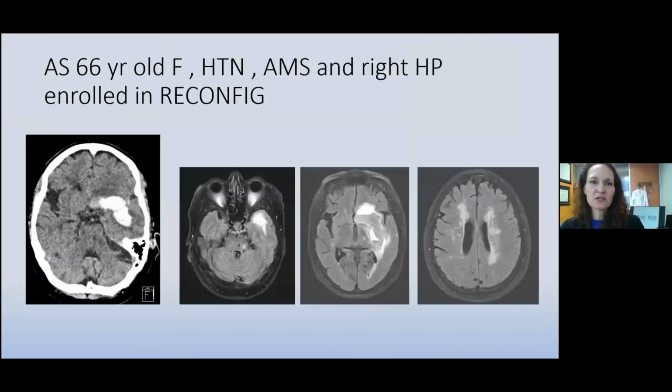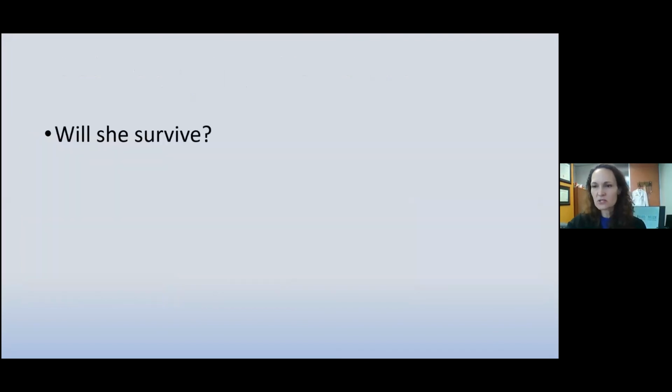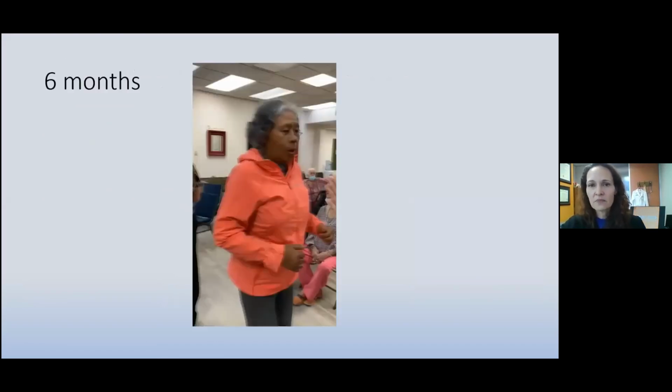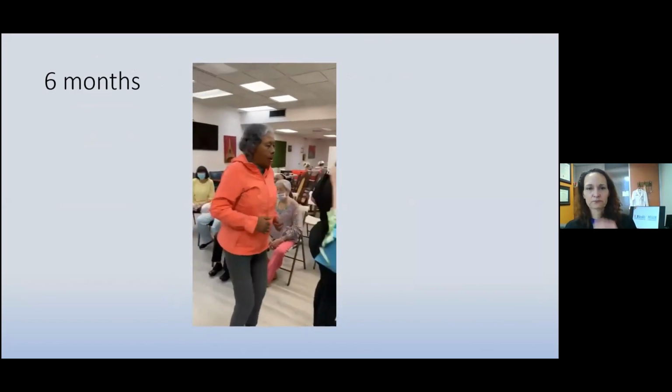So here is a patient that was enrolled in Reconfig. She's 66, she has hypertension, she has an ICH that you see here on the left. And this is her MRI to the right. So it's mostly left hemisphere. She's got hypertensive changes on her MRI. And she's got a fair size hematoma. And the question is, will she survive? I think most of us would agree that she probably will survive unless something unexpected happens. Will she walk? I think at 66, most people would not tell the family that she would walk. This is her at 6 months.